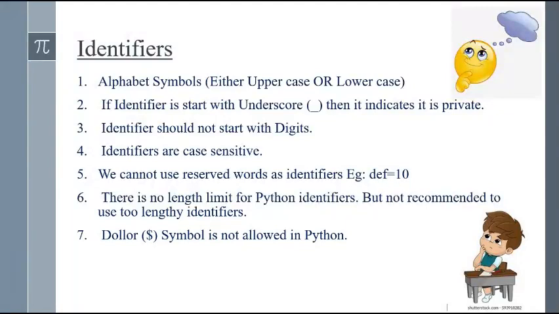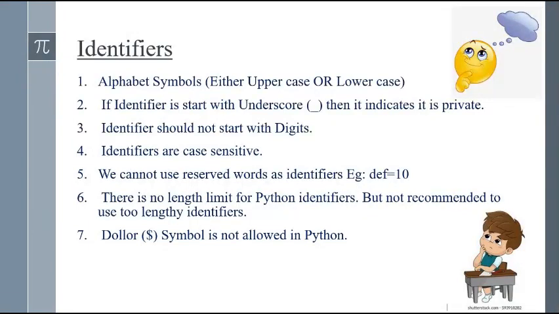Coming to the third point, an identifier should not start with digits. These are some rules which we will be discussing in the next slide, but before that, keep in mind that an identifier should not start with digits. Coming to the fourth point, identifiers are case sensitive. We will discuss this further, because Python is a programming language that is case sensitive. That is why identifiers are case sensitive.